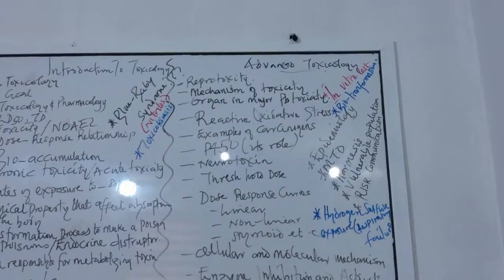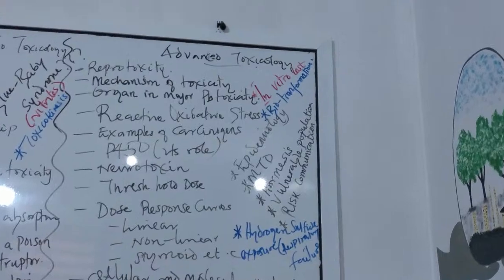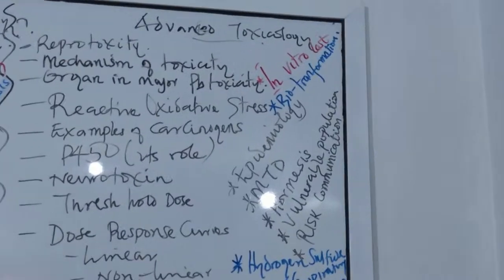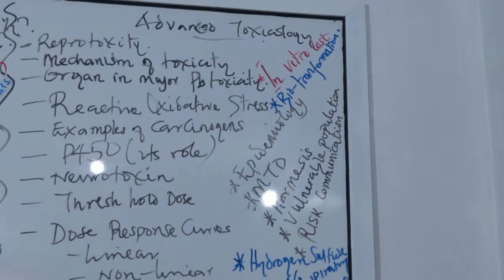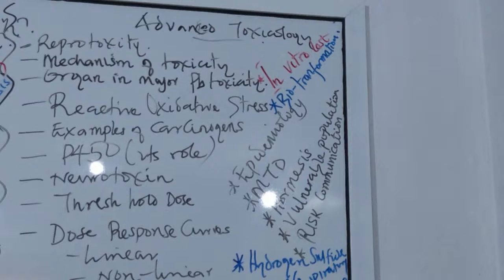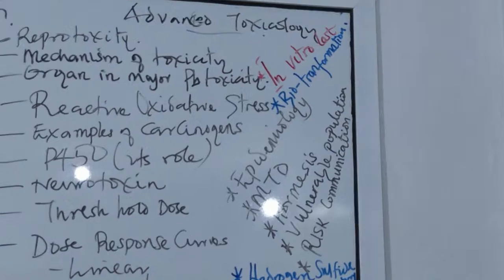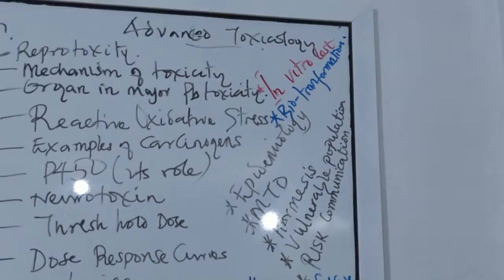What do we mean by reprotoxicity? So we are going to see that. Reprotoxicity refers to any toxic effect on the reproductive system or reproductive health of an individual, especially those that involve the endocrine system or any of the reproductive organs. So that is what is called reprotoxicity.